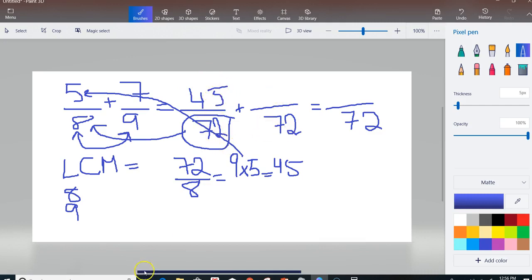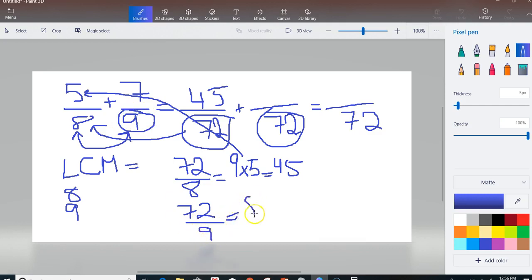The same thing we do for the second fraction. We take 72 and divide by 9, the denominator of the second fraction. This will give us 8. And now we're going to multiply 8 by 7. Eight times 7 is 56. So we put 56 over here.